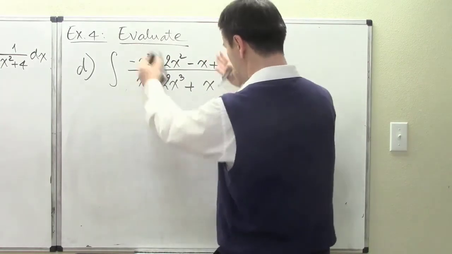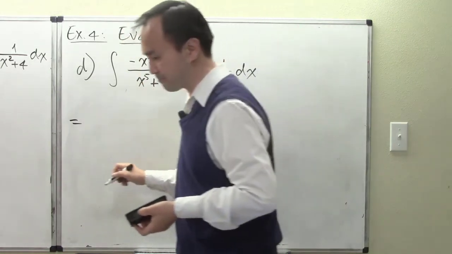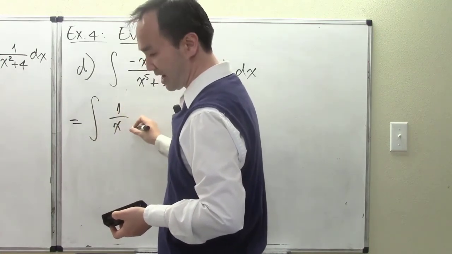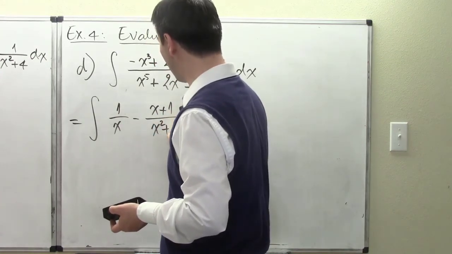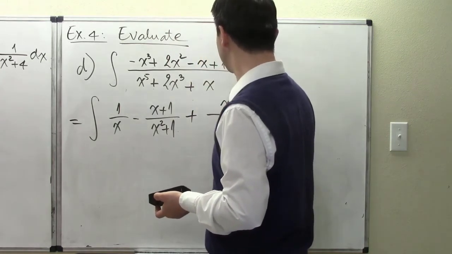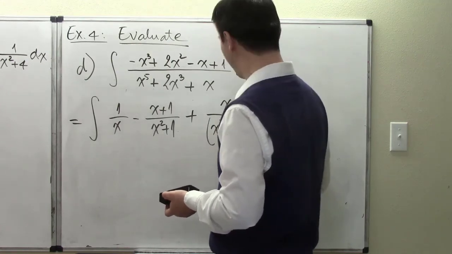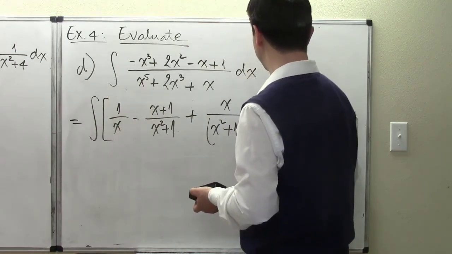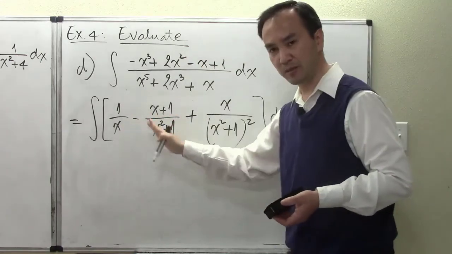So from one rational expression, now we can rewrite our rational expression here as an integral of 1 over x minus an x plus 1 over x squared plus 1, and then plus an x over x squared plus 1 all squared. Okay, and so with these three terms, but really it's just one same rational function there, now written as three separate partial fractions.